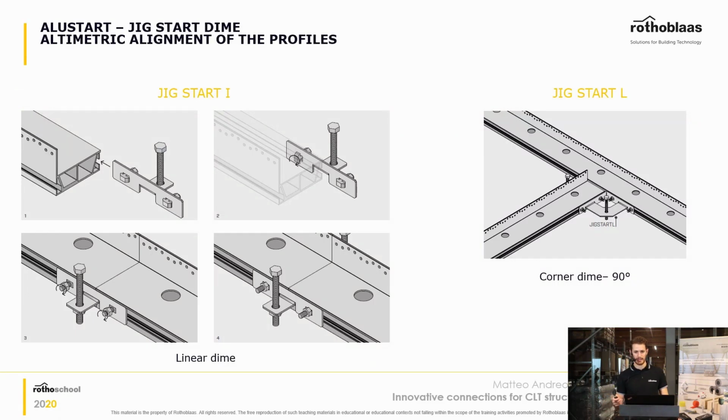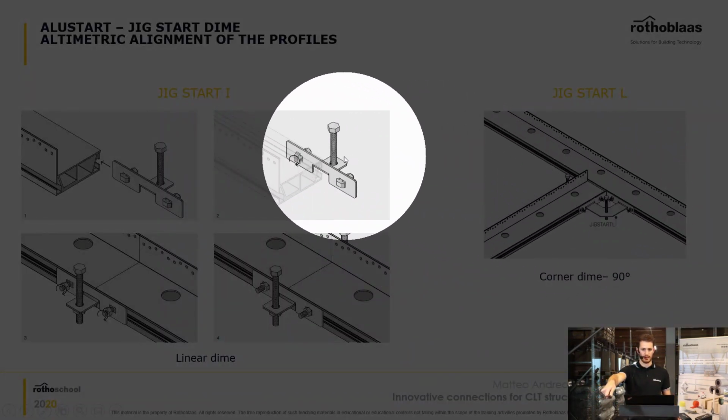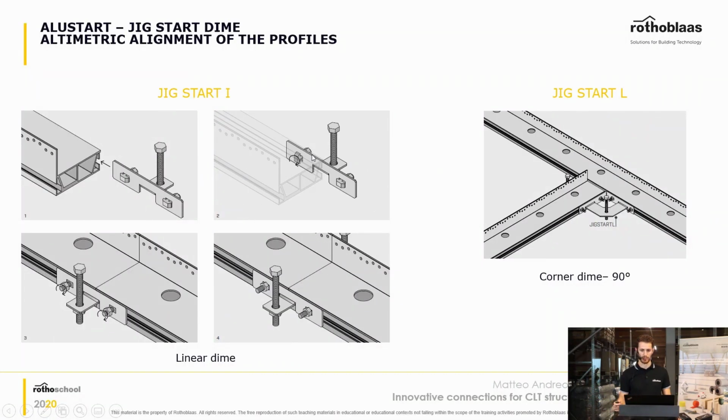And it's very nice because you have these jigs, and they come in two different shapes. There are, for example, the corner ones and the most simple one, which is the linear one.